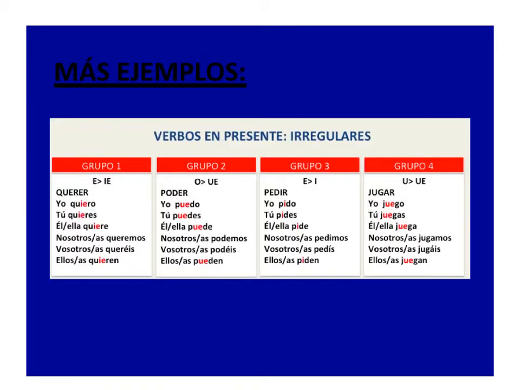We have four groups of stem-changing verbs. The first group changes from E to IE. The second group changes from O to UE. The third group changes from E to I. And the last group changes from U to UE. Again, all these changes happen only inside the boot, which means all the conjugations would have to change except for the nosotros and vosotros forms.